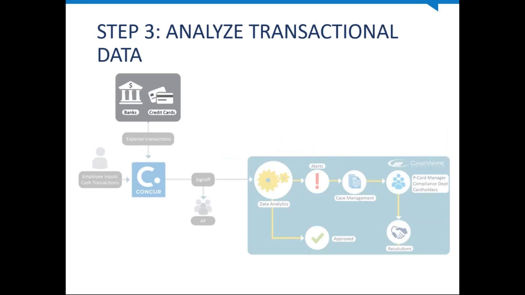So let's talk about some of the data elements that you can include in your analysis. First up, we can include transactions, credit card transactions from your banks, and this can come straight through the Concur connector that we provide. CaseWare provides a Concur connector that connects to Concur. It's a seamless integration, and it extracts all the expense reports, and we can do further analysis to identify some of those non-compliant purchases and a whole host of other non-compliance issues.